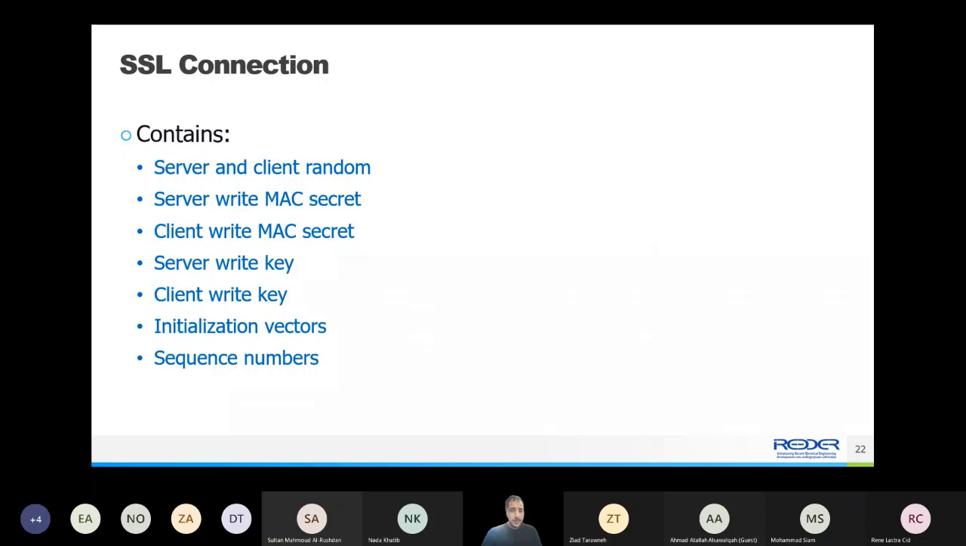So what does an SSL connection contain? There are the following: server and client random, server write MAC secret, client write MAC secret, server write key, client write key, initialization vectors, and sequence numbers. These are also parts of a header of a box of data, and each of them are byte sequences that contain the necessary information. I don't know if we want to go more analytical on this.